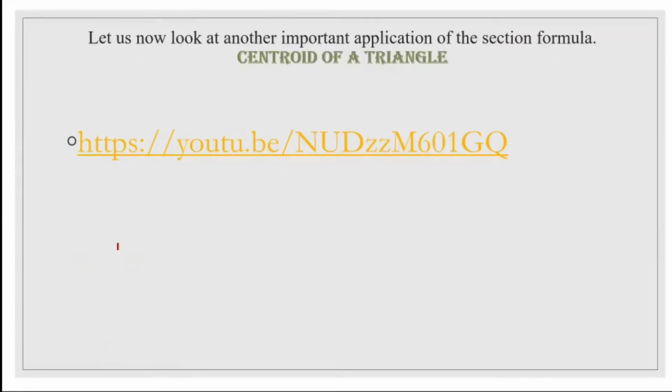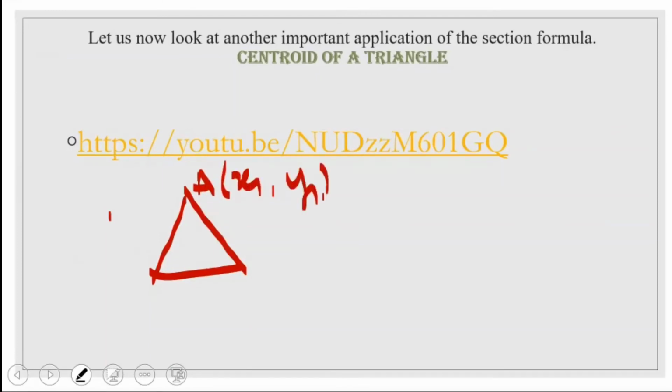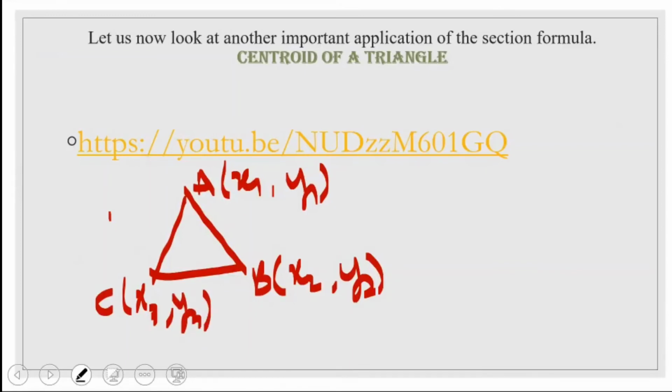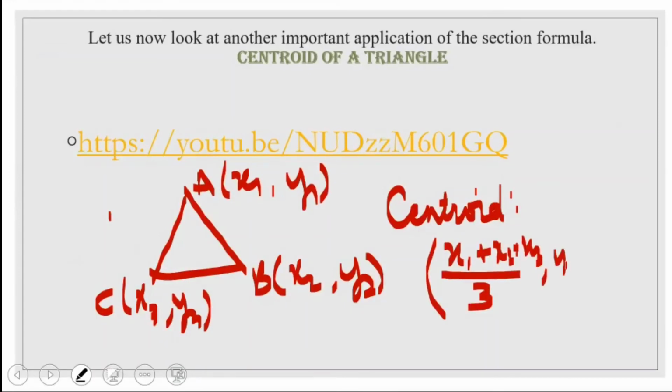Now we come to a very important result, the centroid of the triangle. You can watch this video and you'll be able to understand it very well. It has been explained properly. I'll tell you that for a triangle ABC, with A having the coordinates x1, y1, B as x2, y2, and C as x3, y3, the centroid is given by x1 plus x2 plus x3 upon 3, and y1 plus y2 plus y3 upon 3. So this is the formula for the centroid of the triangle.